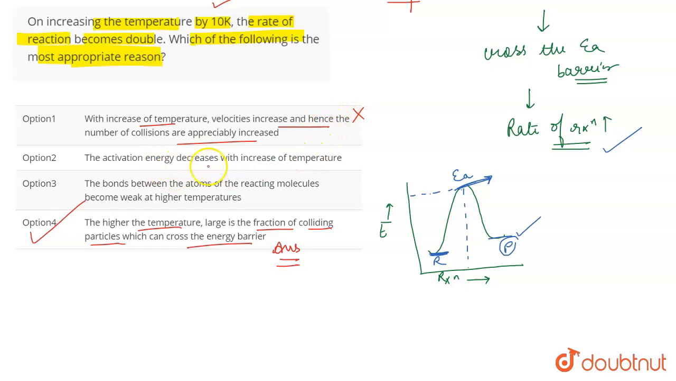The next option is that the activation energy decreases with the increase in temperature. This is also not the appropriate reason that we are looking for. We are looking for a reason which says that because of the increase in temperature, the barrier can be crossed easily, and there are more particles that are able to cross this energy barrier. Talking about option 3, the bond between atoms of reacting molecules becomes weak at high temperatures. No, it does not talk about the bonds. It talks about the collisions. So that is given in option number 4 only. That's all for the question.